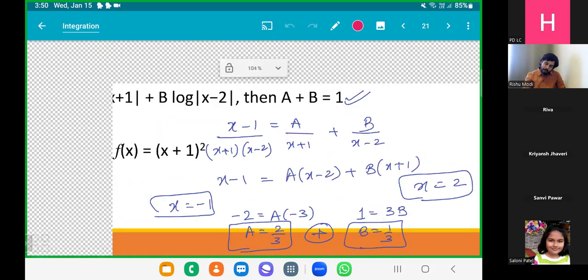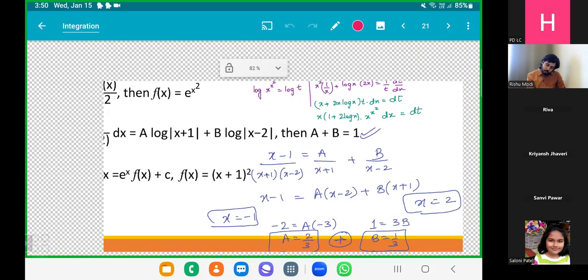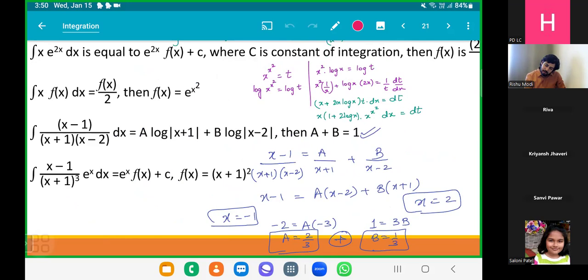One second. x plus 1, x minus 2. We have to take a upon x minus 2 plus b upon x plus 1. Dear, understand. They have given the answer of the integration. We haven't solved the integration part.